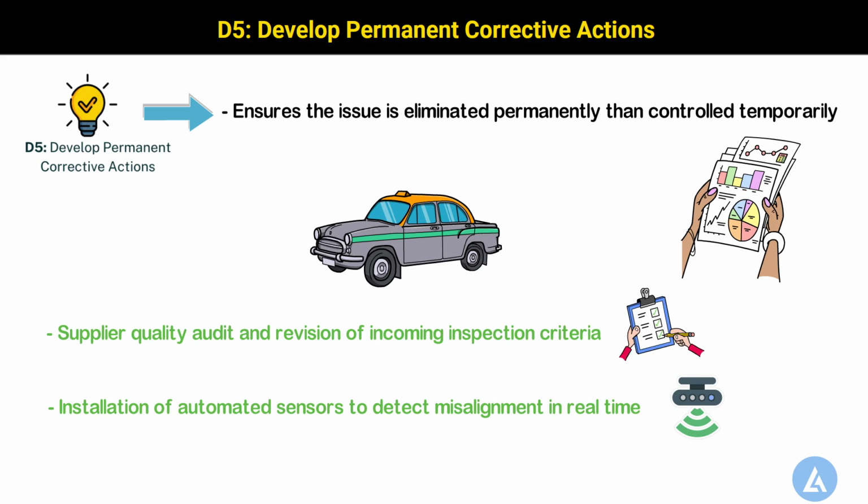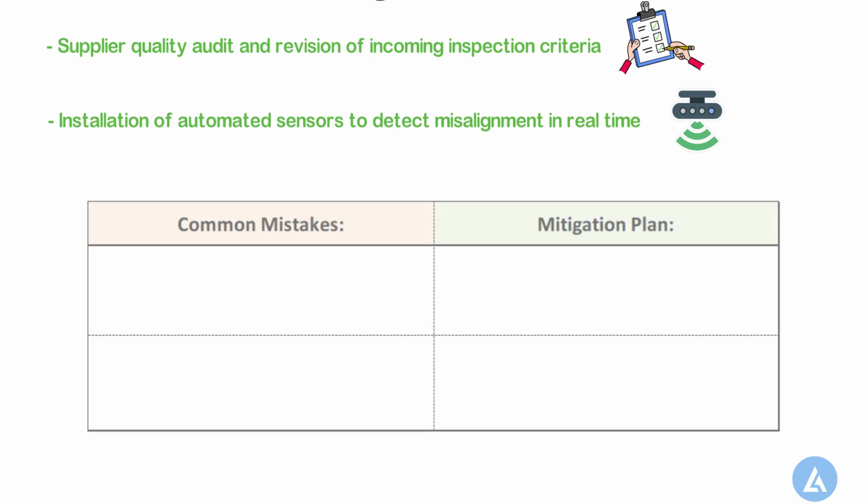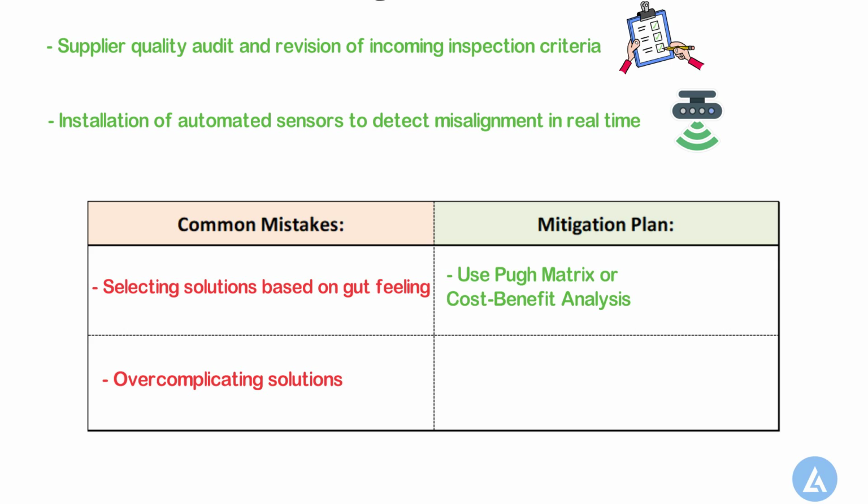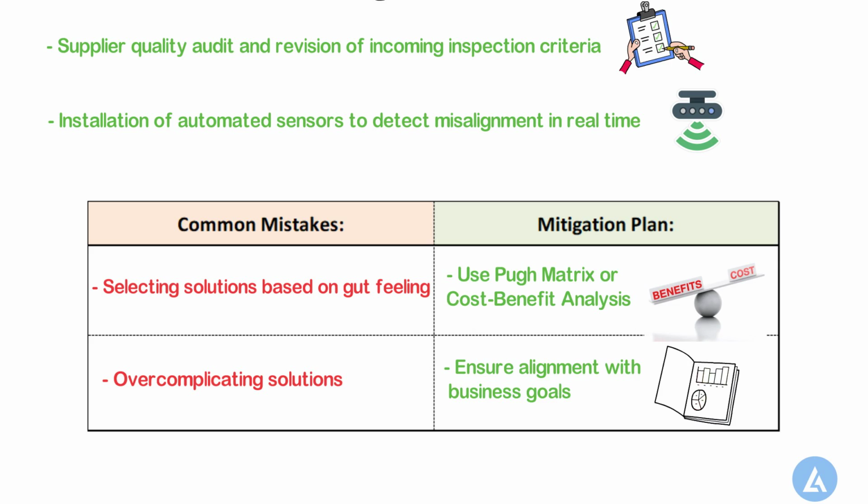Let's talk about the common mistakes that people make as a part of this step D5: selecting solutions based on gut feeling rather than data, and overcomplicating solutions that are not feasible. To avoid those mistakes, we can have a mitigation plan like using a PUGH matrix or cost-benefit analysis to select the best solution. We can also ensure alignment with business goals and process capabilities.